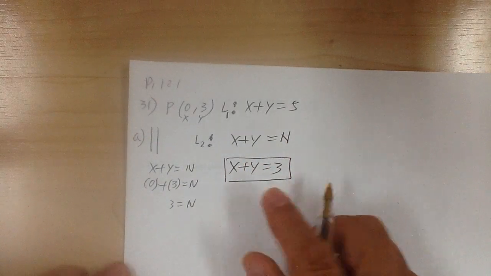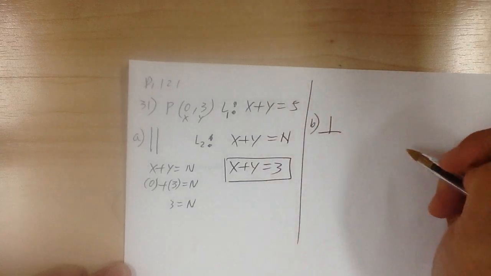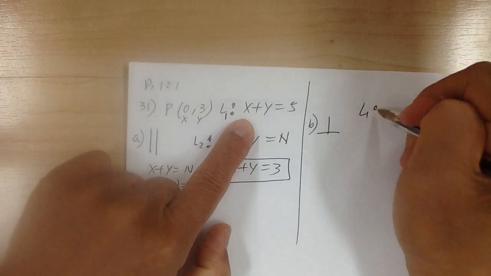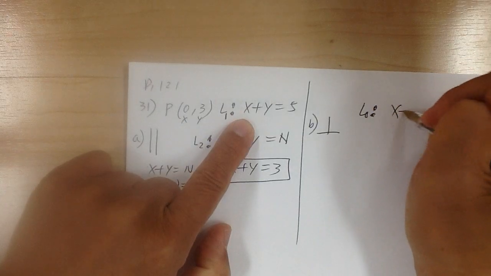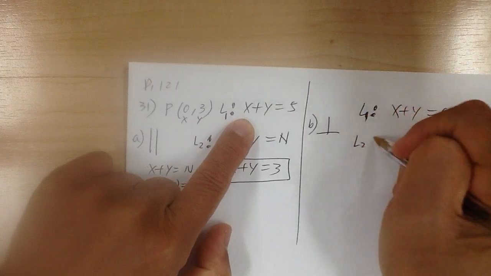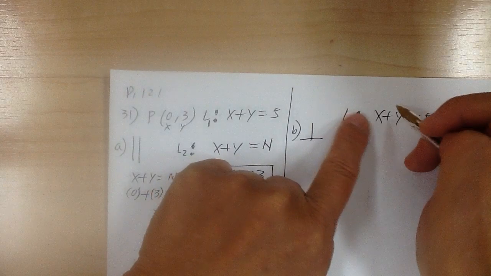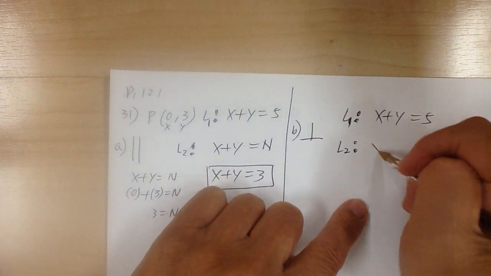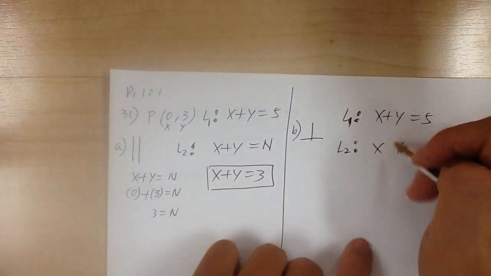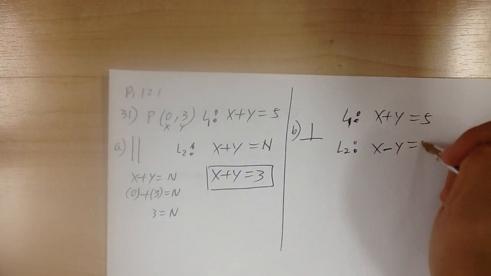Now for part B, you're going to do the perpendicular. So again, if you have L1 is x plus y equal to 5, that means L2, the perpendicular line, you have to switch the coefficient. Since it's 1 and 1, you're still going to get 1 and 1. So you switch the number, change the sign, that's your negative reciprocal. And this will equal to a number.